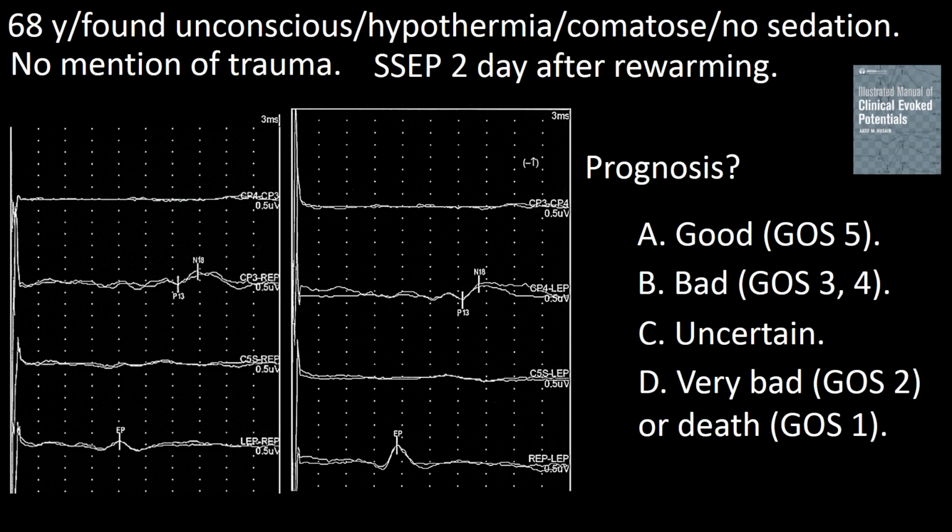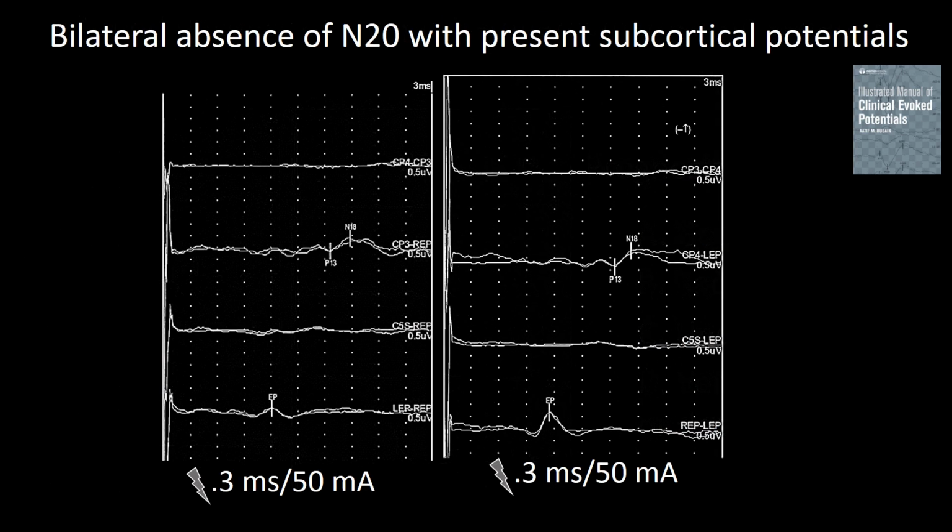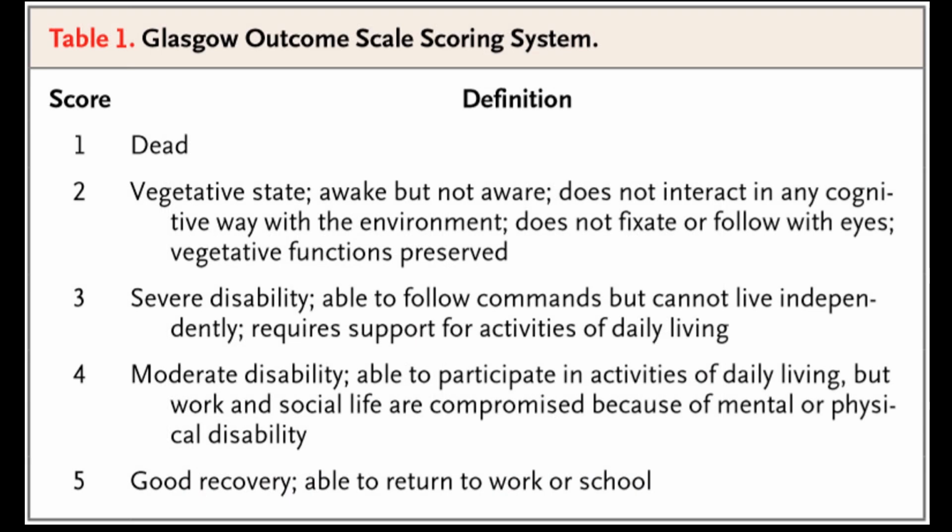Next question. Please take a few seconds to look at this frame and determine the correct answer. In this patient, there was no mention of trauma, and the somatosensory evoked potential was done 2 days after rewarming. The patient was still comatose and no sedation was used at the time of the somatosensory evoked potential. The prognosis was considered as A, good, B, bad, C, uncertain, D, very bad, or death. As you can see in this study, N20 is missing bilaterally, and brainstem and thalamic potentials are present bilaterally. These findings must be correlated with the Glasgow Outcome Scale scoring in order to answer this question.